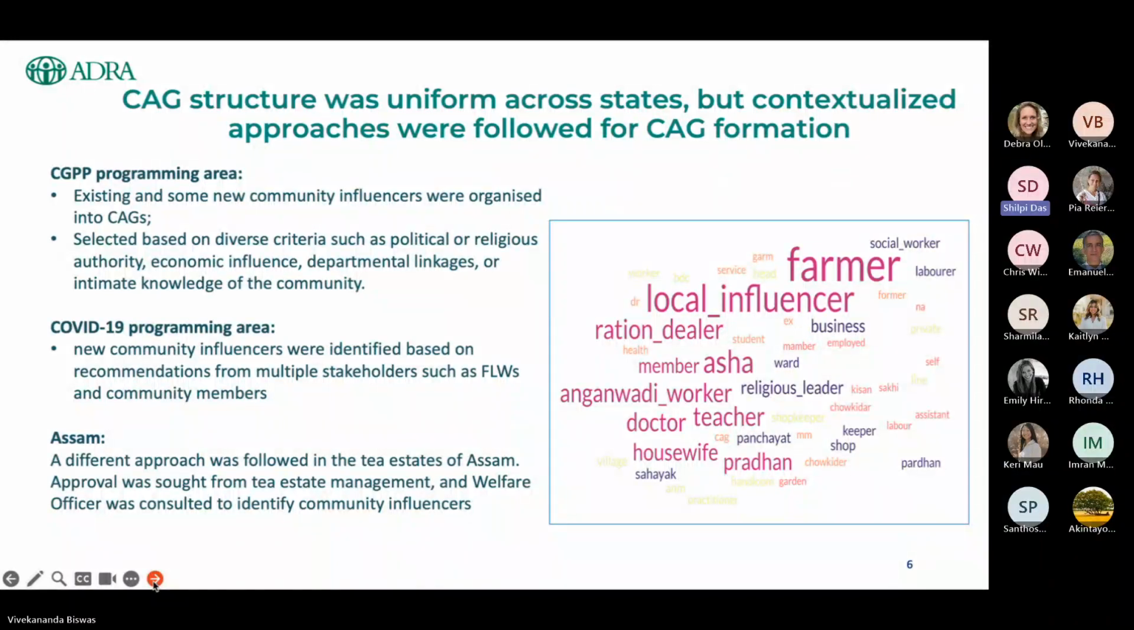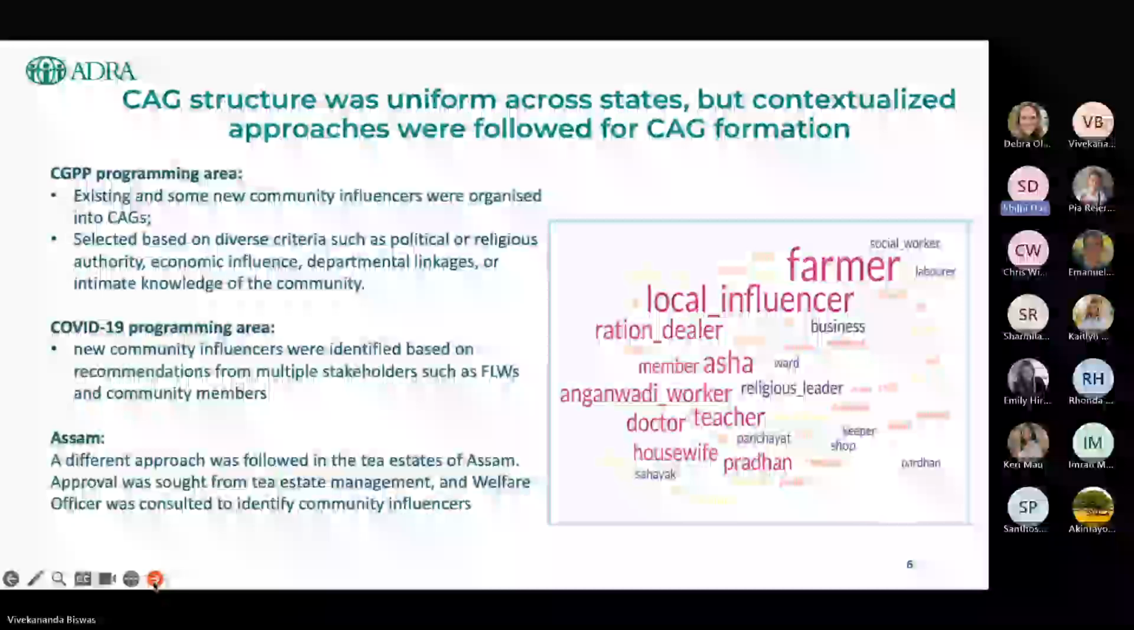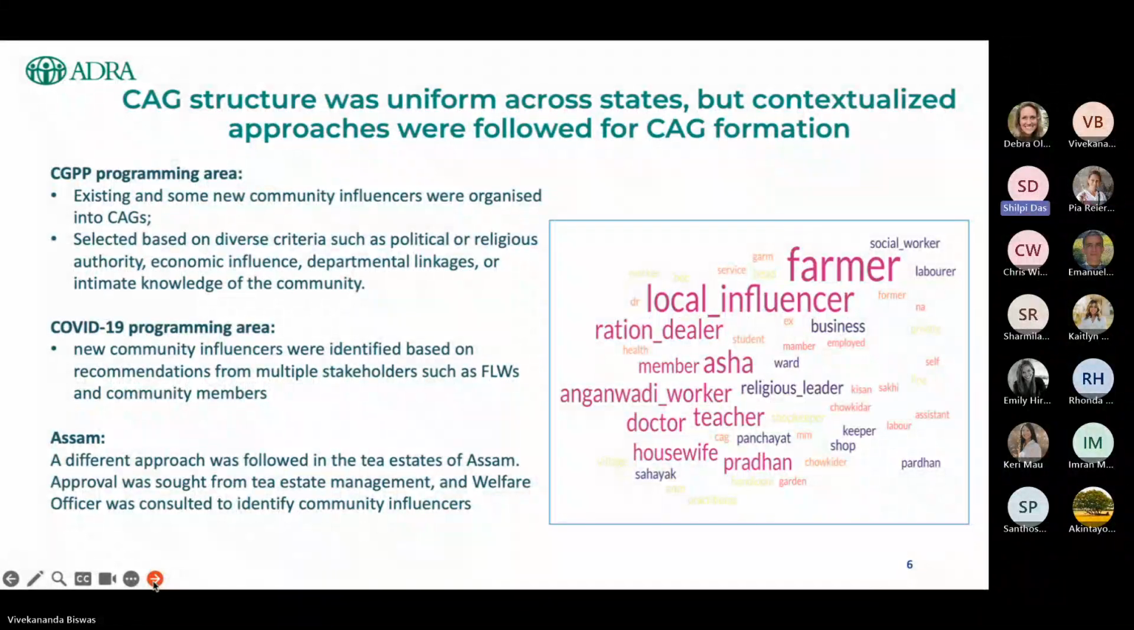So this particular slide shows the CAG structure, which is uniform across the three states, but there was a certain contextualized approach also undertaken. The CAG members were a mixed group with representation from diverse social identities, basically religious authority and government department, on a voluntary basis. Inclusion of diverse gender and religious minority was a crucial consideration at the time of formation of CAG. So a mixed gender group was there.